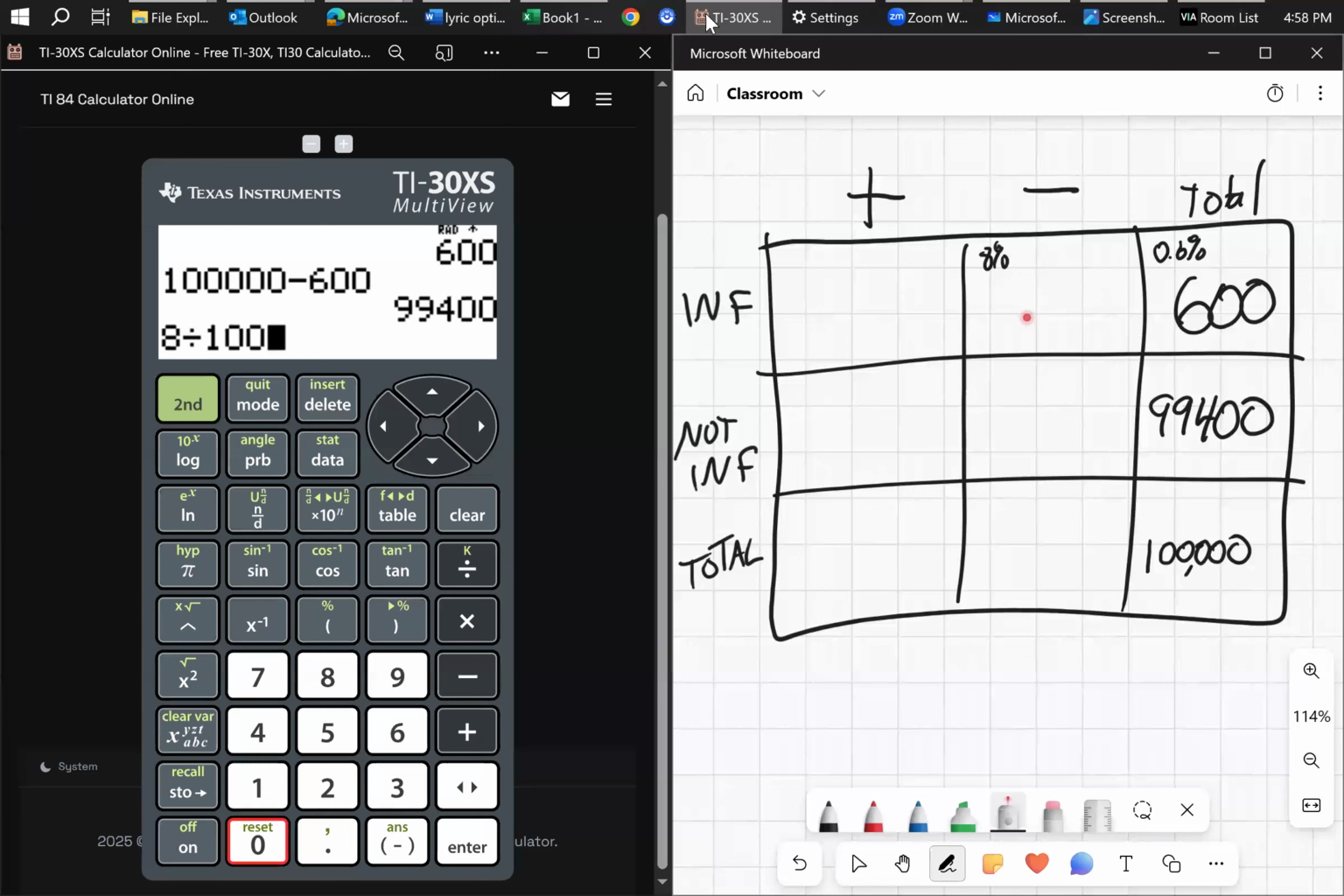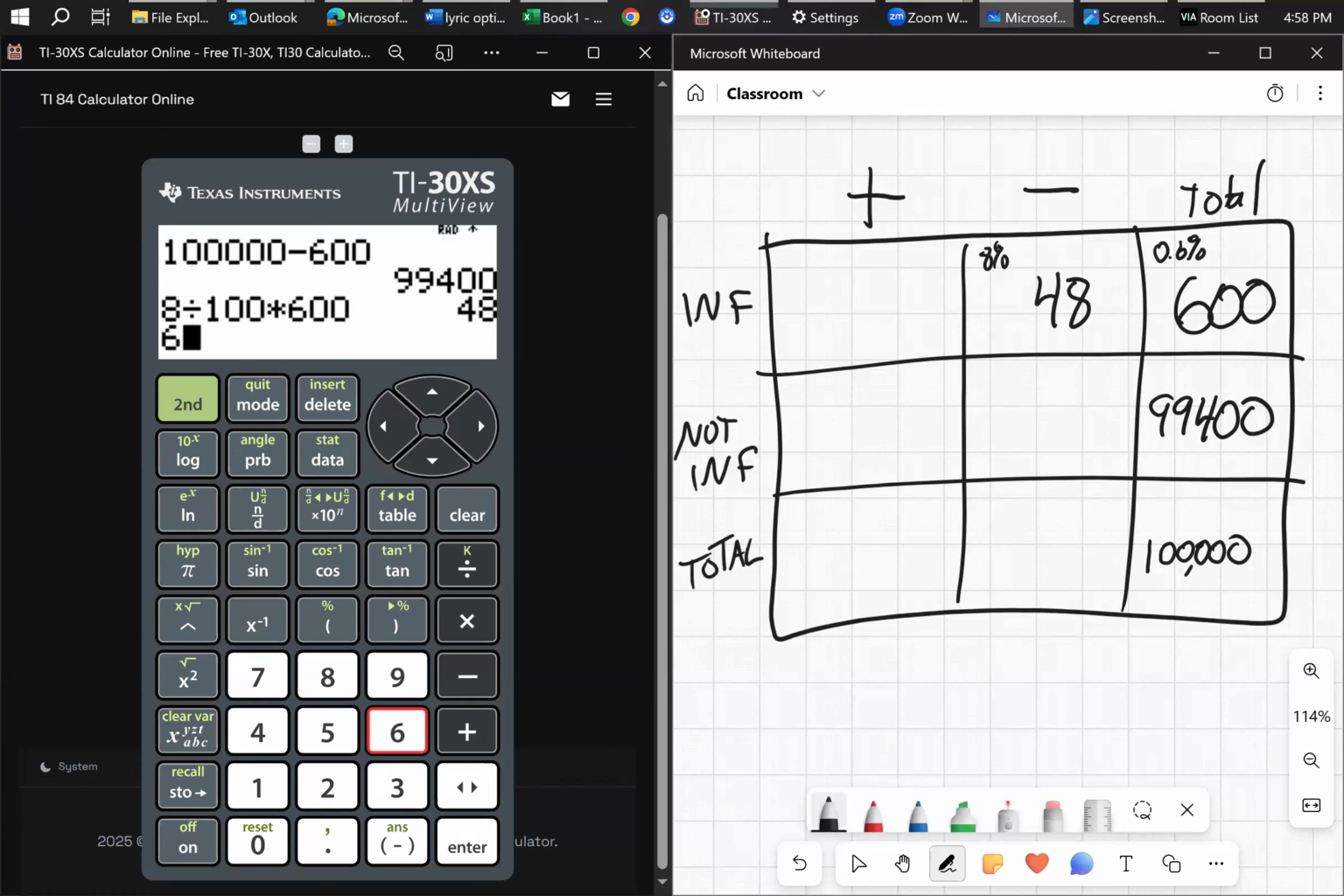8% of 600 is 48. 48 people of those 600 infected got a false negative. The rest of them got a true positive. They were infected, and the test said they were infected. That's true, and it was a positive test.